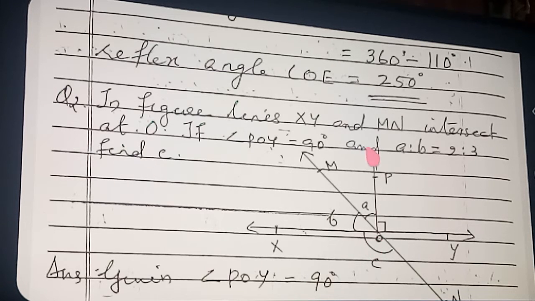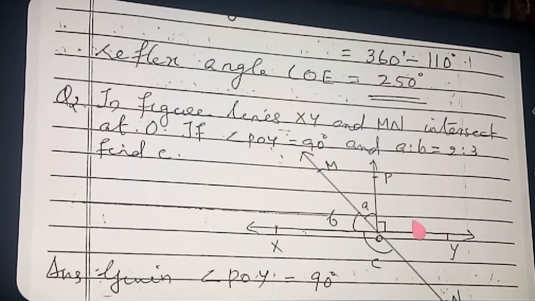Angle POY is equal to 90 given. This angle how much given? 90. And next, this angle is given as A. This is given as B. A is to B how much given? 2 is to 3. And you want to find out the angle C. C is this one. This angle is given as C. Got clear the question?